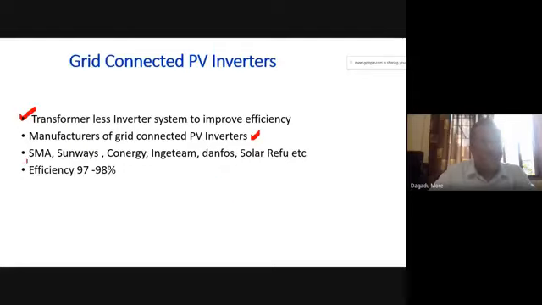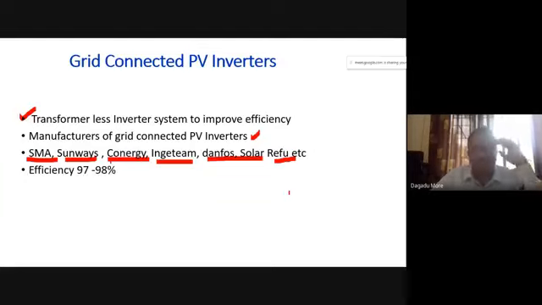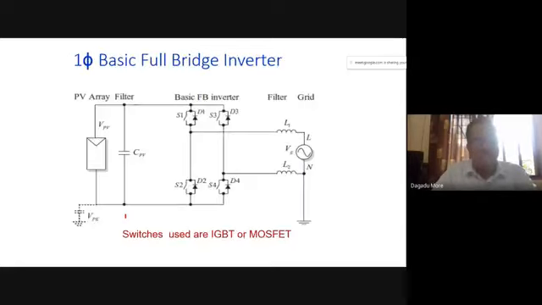These companies are SMA, Sunways, Conergy, Ingeteam, Danfoss Solar, and Ripu. They are manufacturing solar PV inverters, and the efficiency is approximately in the range of 97 to 98%. All these manufacturers claim this is the inverter efficiency, not the overall solar system efficiency. Only the inverter efficiency is claimed to be around 97 to 98%.